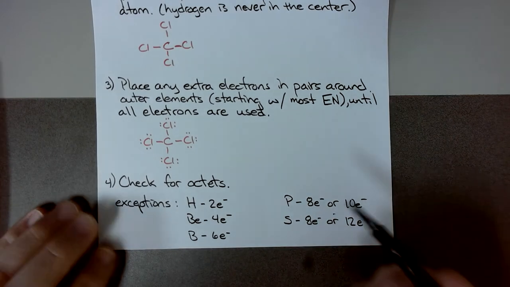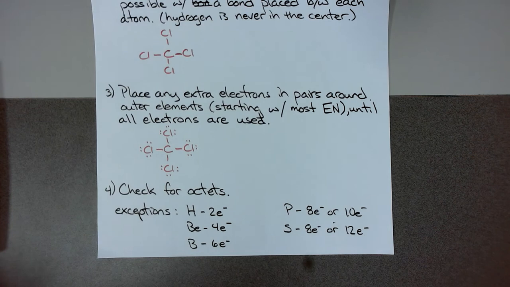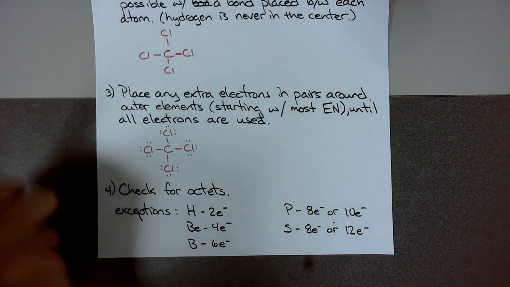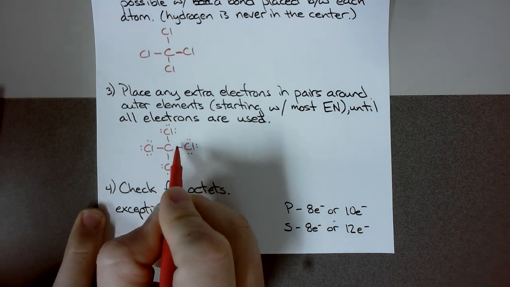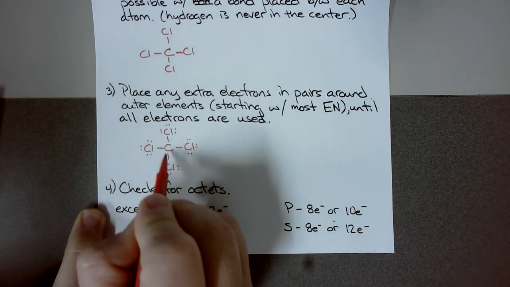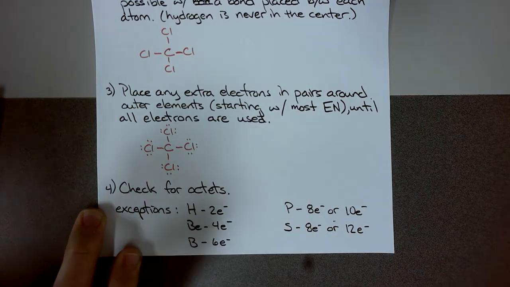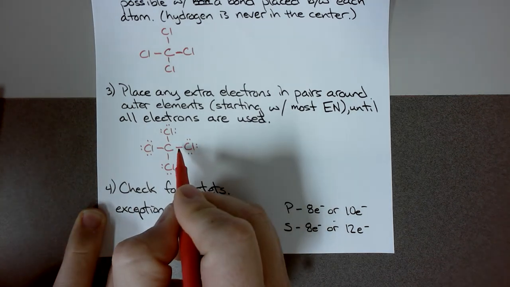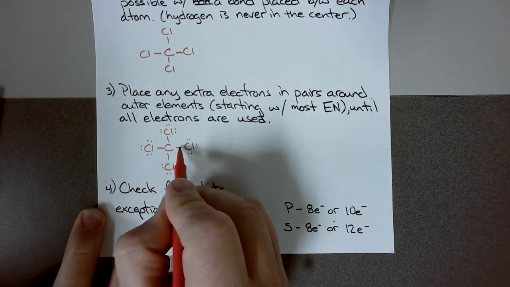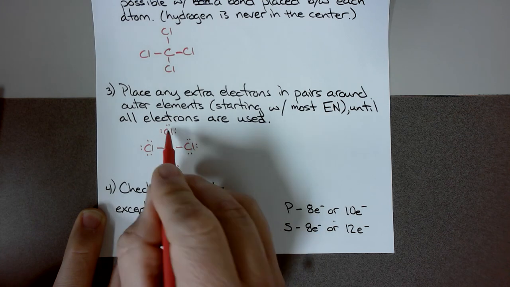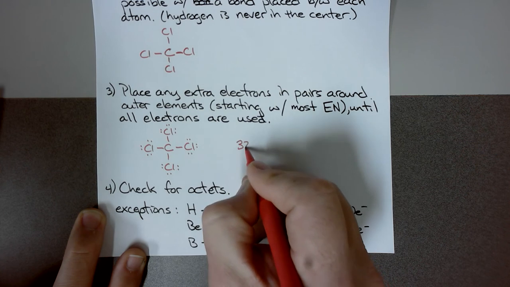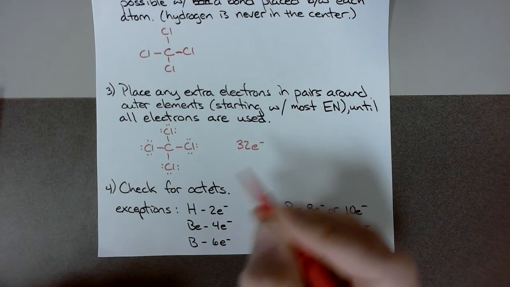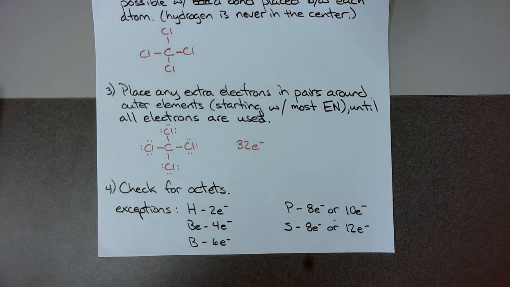So let's look up here and see if we have an octet. Now remember, each bond accounts for 2 electrons around that element. So if I look at carbon, I have 2, 4, 6, 8. So carbon has its octet. And then I'm going to look at this chlorine, and if this one has the octet, the others are the same, so they'll have an octet also. So that's 2, 4, 6, 8. So each one has 8. So they all have octets, and I've used only and all of the 32 electrons. So that's a valid structure.